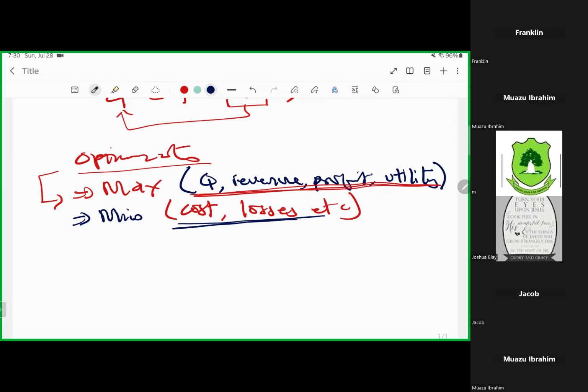So in economics, once you hear optimize, it's either you maximize, you aim to yield the maximum values of a certain unit, either output as we've seen here, or revenue or profit or utility, or you minimize something, and the things that you minimize are the cost and the losses. So if I give you a question about production and I ask you to optimize it, it simply means to maximize it. If it is a cost function and I ask you to optimize it, it simply means for you to minimize it. So later I'll be talking about this.